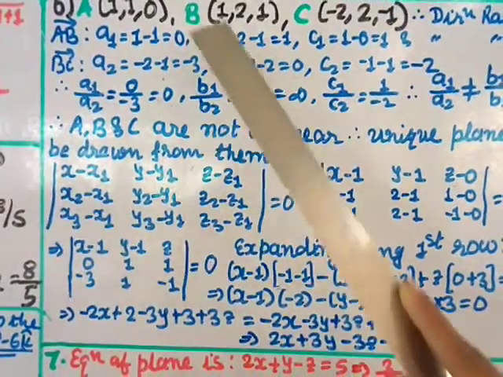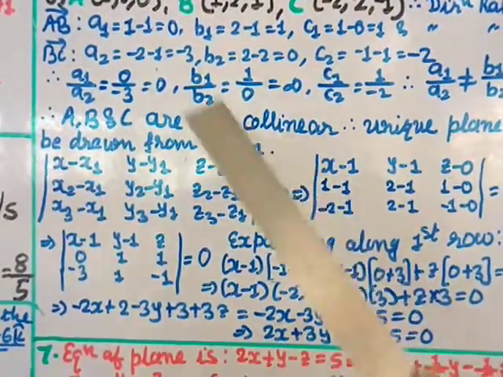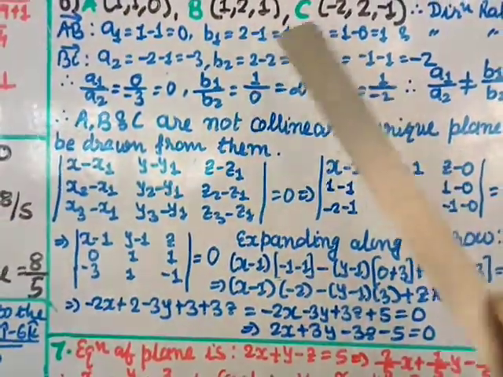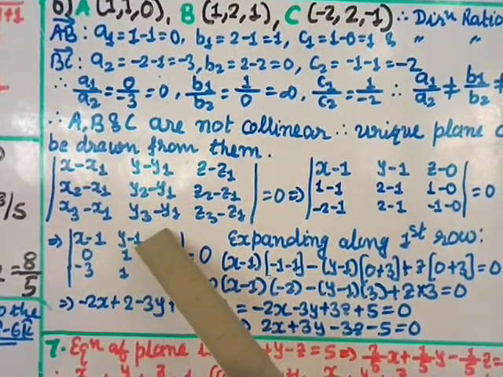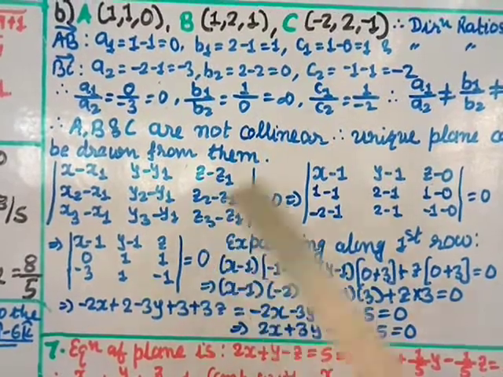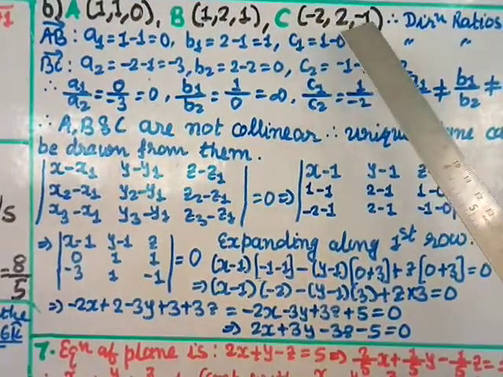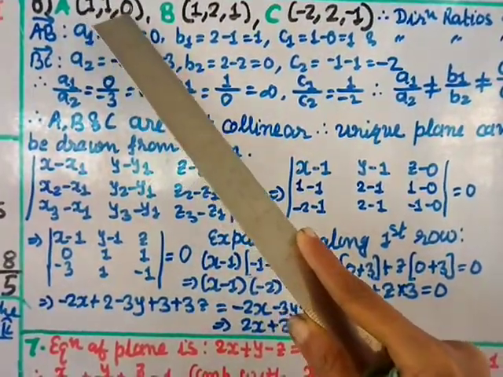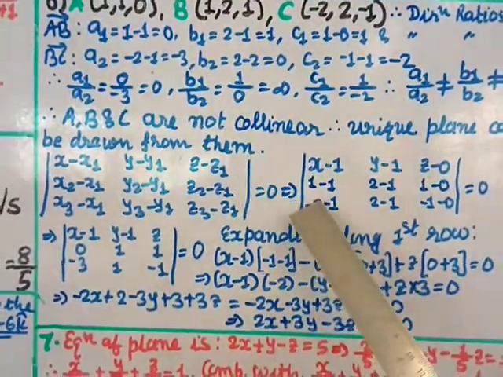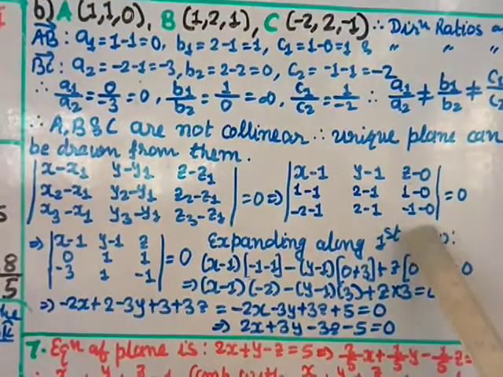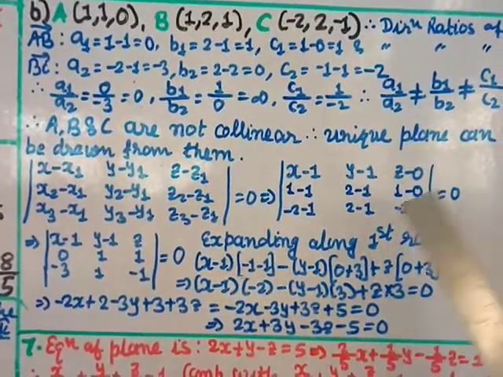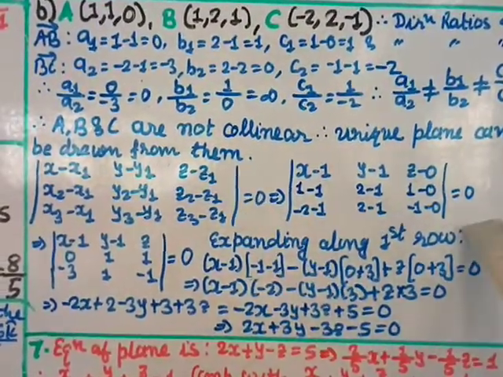So for x2, that is 1 minus 1, then 2 minus 1, then 1 minus 0, okay. Then x3 minus x1, y3 minus y1, z3 minus z1. So this is x3 y3 z3, and this is x1 y1 z1. So minus 2 minus 1, 2 minus 1, okay, and minus 1 minus 0, okay, minus 1 minus 0. Now this is equal to 0, the right hand side is 0.